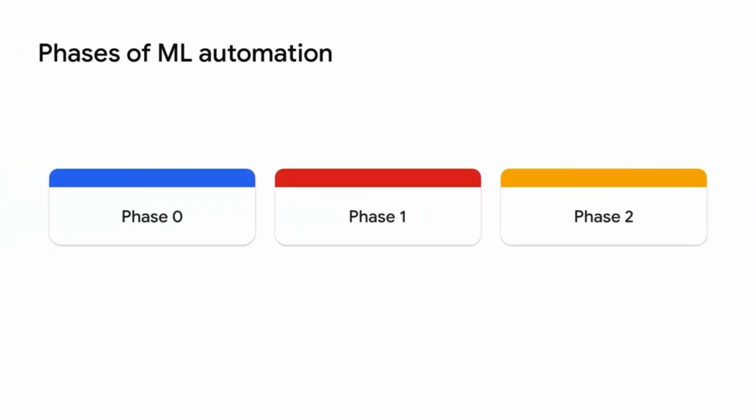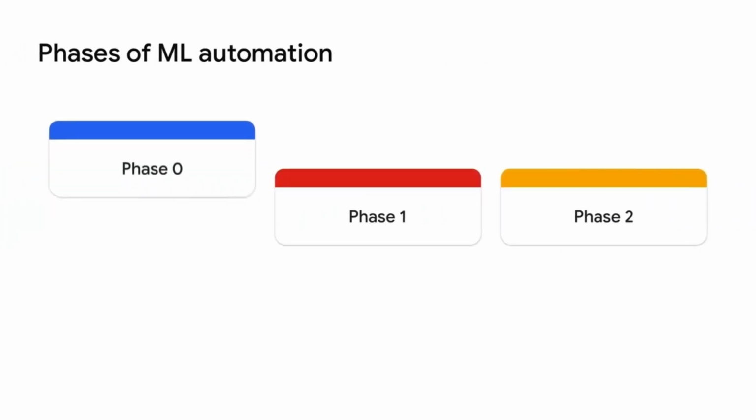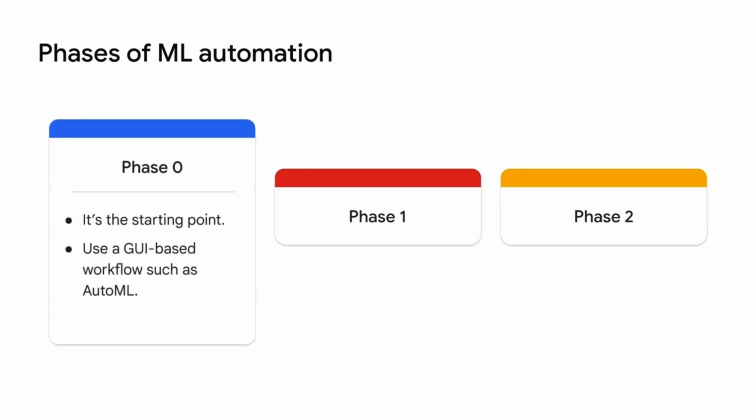Organizations often implement ML automation in 3 phases. Phase 0 is the starting point, where you have not configured any ML ops. You typically use the GUI, or graphical user interface workflow, such as AutoML, for training, deployment, and serving. Phase 0 is critical because it helps you build an end-to-end workflow manually before you automate it.